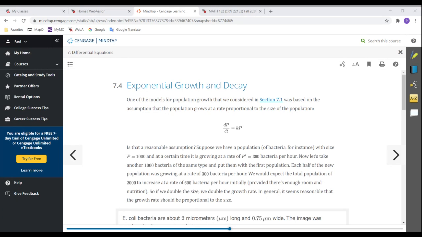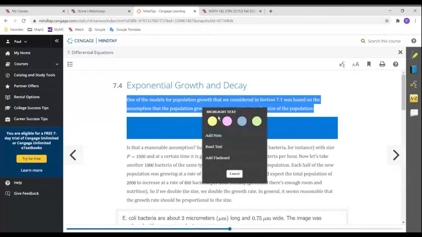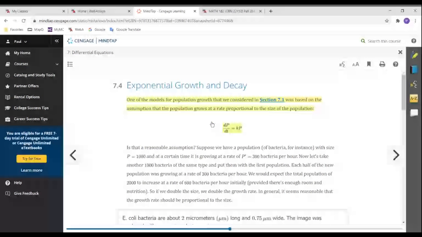So you're gonna see more examples. Like if you take Math 282 differential equations in the spring, you'll see more applications of differential equations. But at least you're getting to see some here in chapter 7. And section 7.4 deals with exponential decay. Okay, so let me highlight things here.